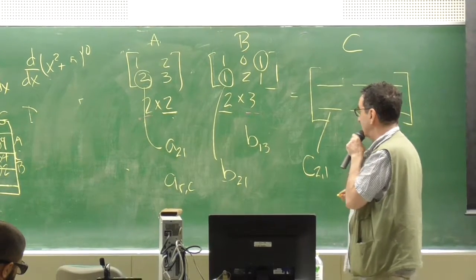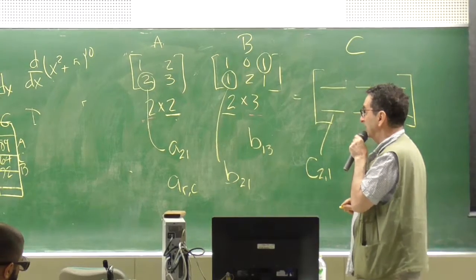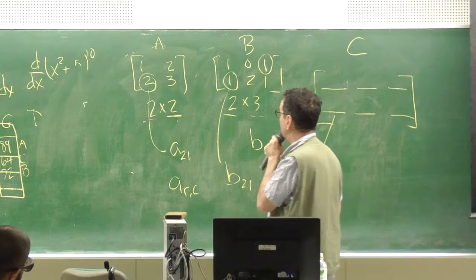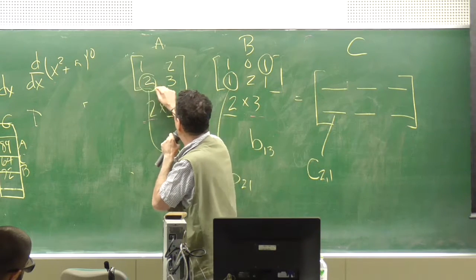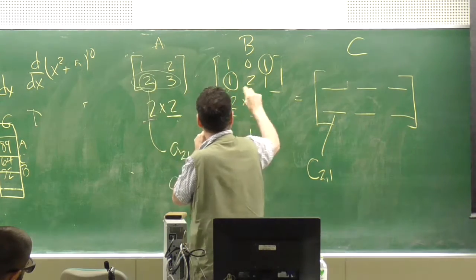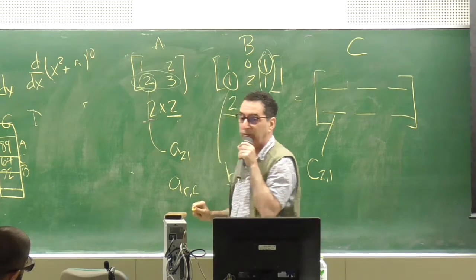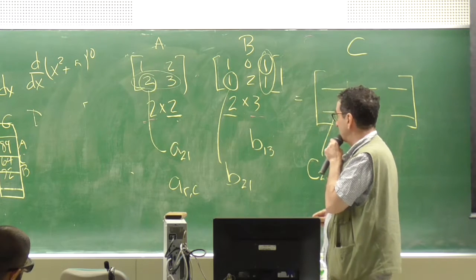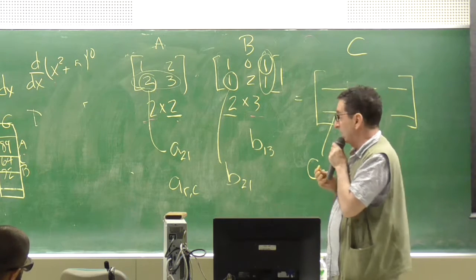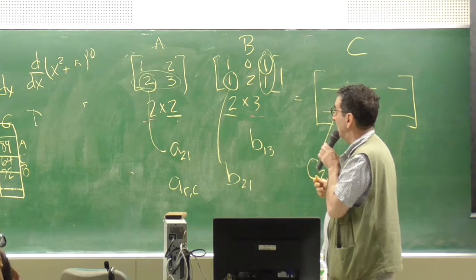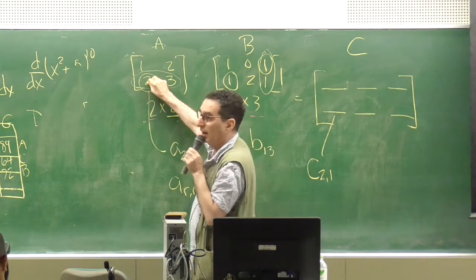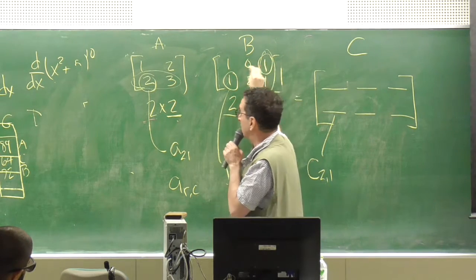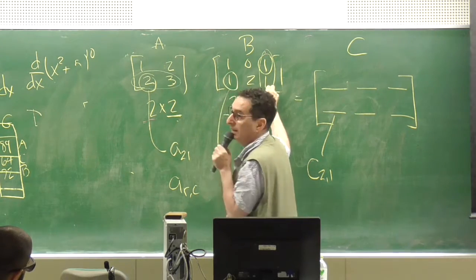Okay, now how do we get C21? This is the complicated part. What you do is you have to take the second row from here and the third column from there. So first we're going to start with those. And then what we do is we take the first element in here times the first element in here, and then we take the second element in here times the second element in here.